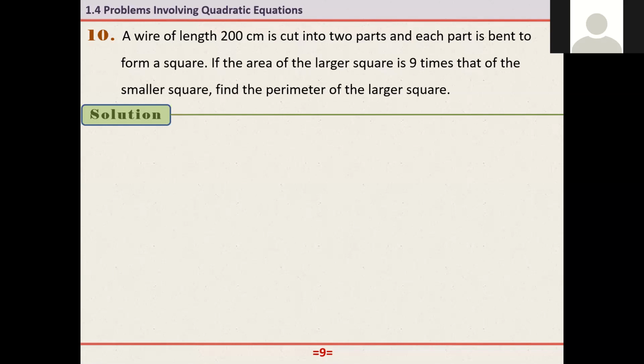Amira, let's continue. Let's start a few more questions, maybe 3, 4. That will be enough. After that, if you have time, you will start a new chapter. Our second chapter will be about indices, surds, and the standard form of a number.